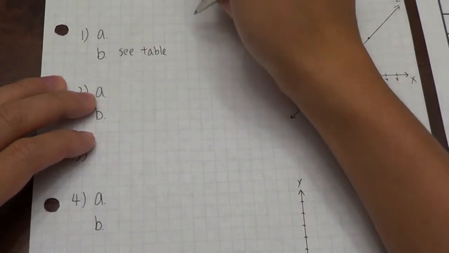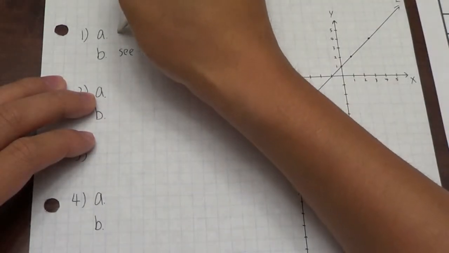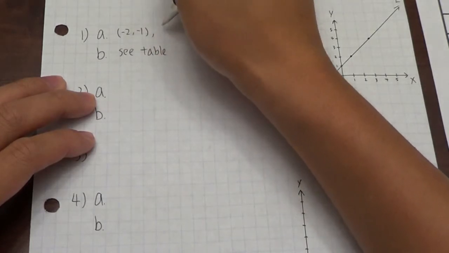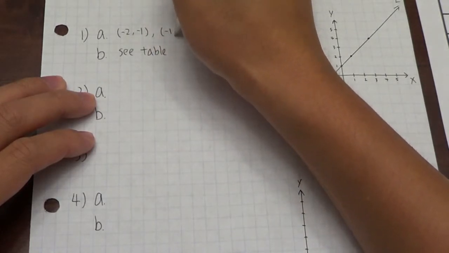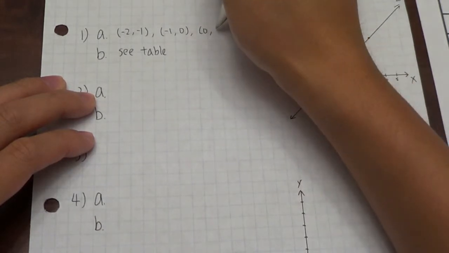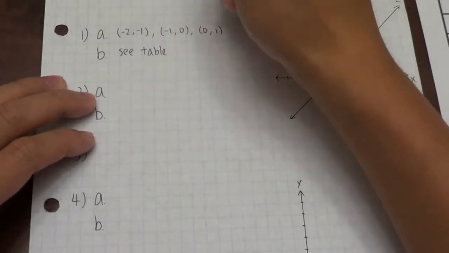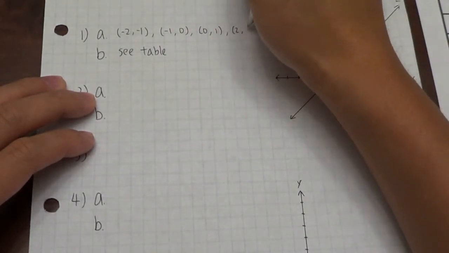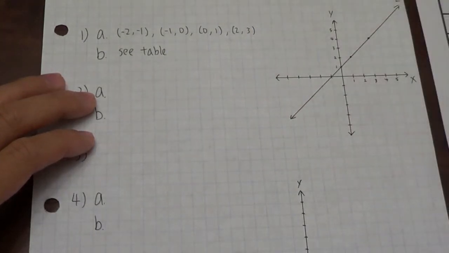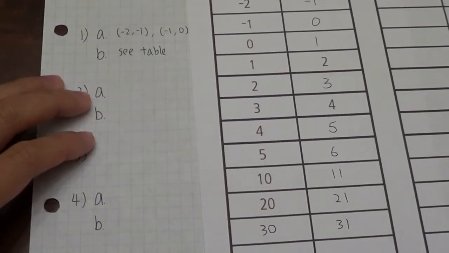And for 1a, we can just pick any 4 points we want. So I can just start from the top: (-2, -1), (-1, 0), (0, 1), and since (1, 2) is given, I need to pick a different one: (2, 3). Alright, those aren't the only possible answers. You can list other ones that are on the table. Either one of those would work.